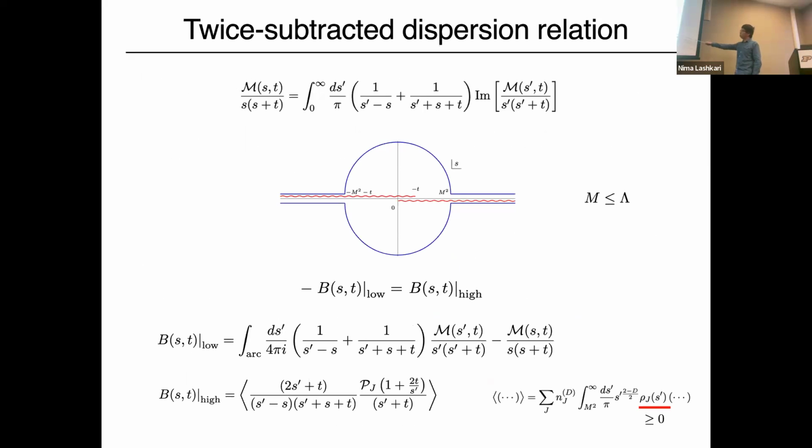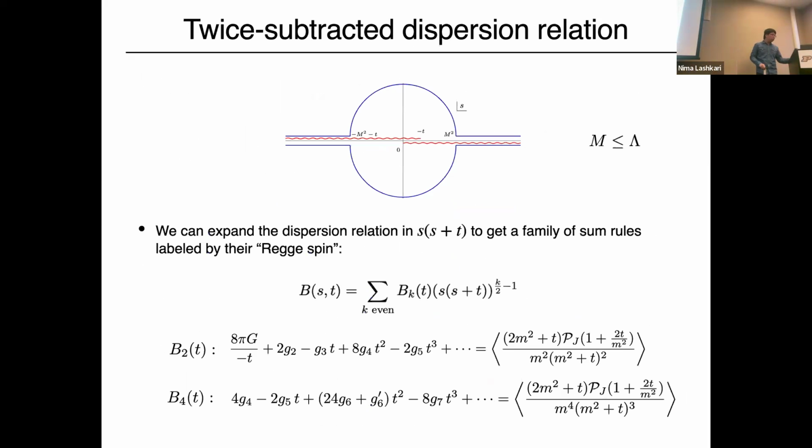So you get some equation like this, that depends on s and t. And you can further expand this equation in s, because of crossing symmetry. You can expand this to get a family of what I'll call sum rules that are labeled by some even integer. Here are the first two examples of these sum rules.